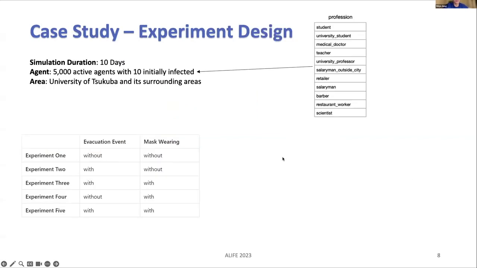So here comes the case study. First is the experimental design. Basically, we are dividing our experiment into 5 parts with different combinations of parameter settings of the evacuation event and the mask wearing.